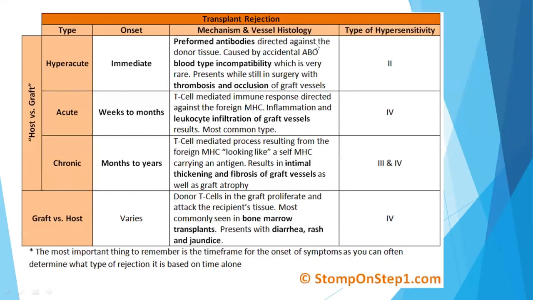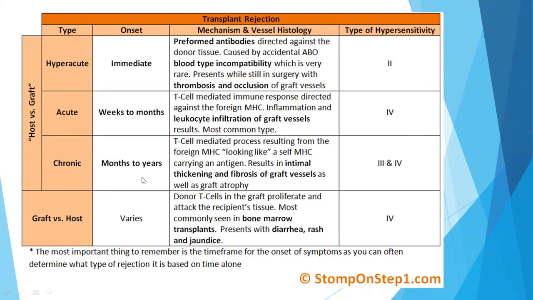Now these are the rejection, the host versus graft disease and all. Hyperacute rejection is immediate. It is due to preformed antibodies directed against the donor tissue. It can be caused by accidental ABO blood type incompatibility, which is very rare, and the type of hypersensitivity is type 2. Whenever there is rejection in weeks to months, we call it acute rejection. It is due to a T cell mediated immune response directed against the foreign MHC, and the type of hypersensitivity is type 4. These types of hypersensitivities are important for the examination.